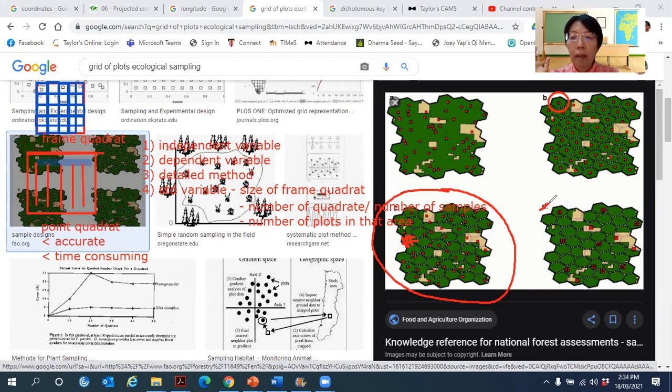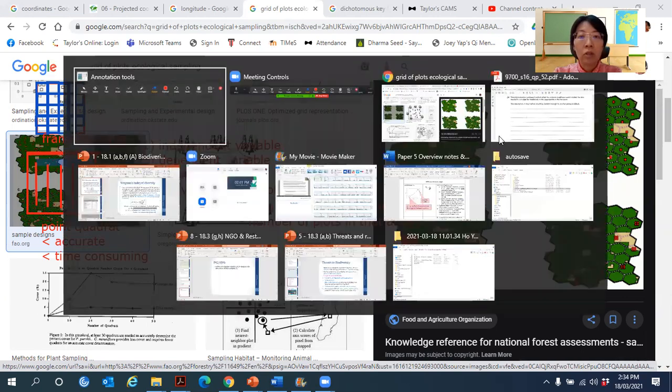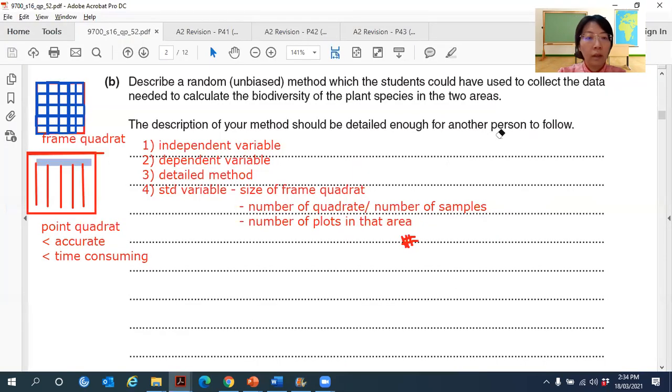So all these sampling methods are okay as long as you write very clearly in your methods and procedures how you go about doing the sampling. You need to standardize your sampling method. All these methods here are standardized methods of sampling, which you need to write down. So let's go back to the question and continue.